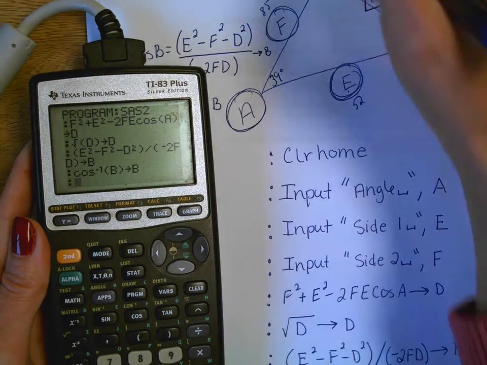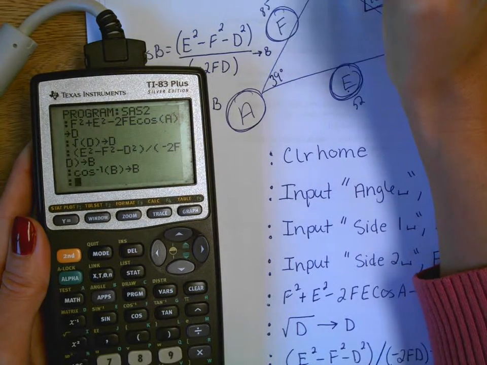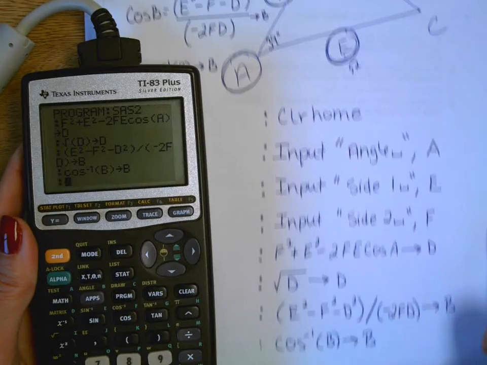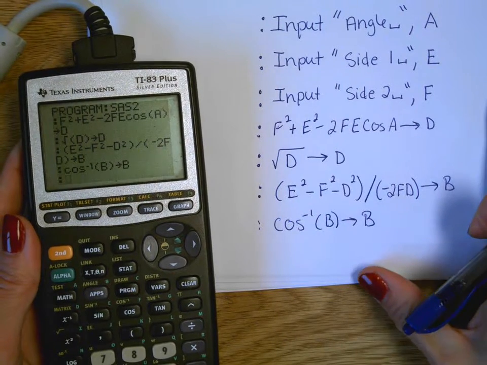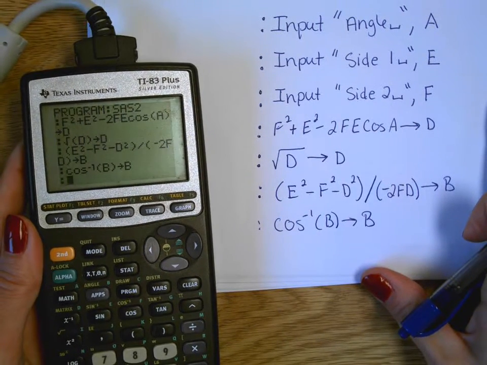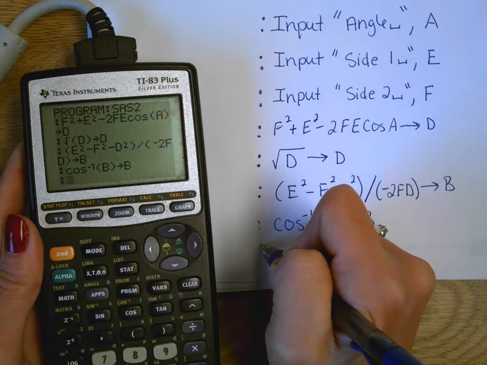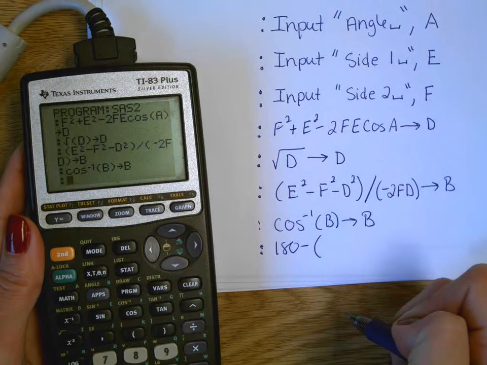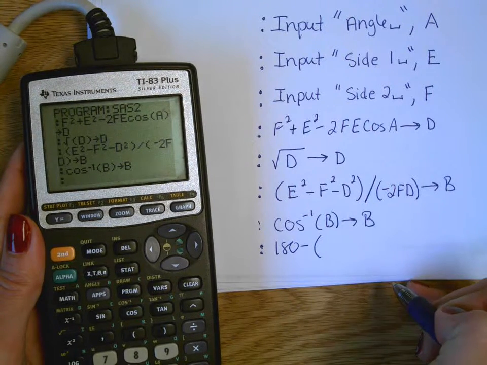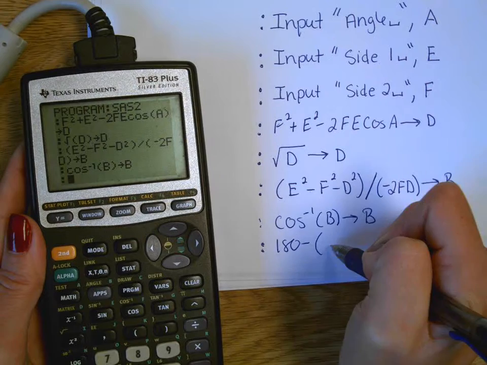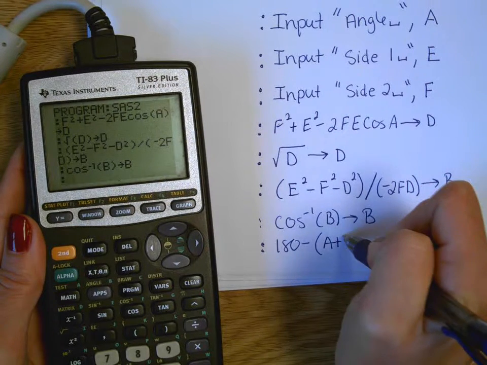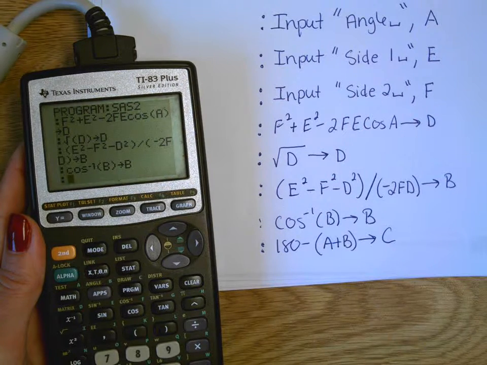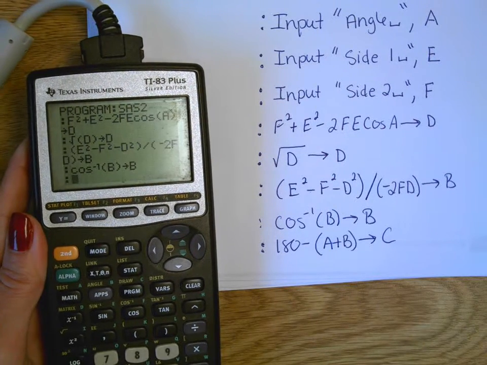So then we just found B. Okay, how do I find the last remaining angle? We can do 180 minus what 2 did we find in my triangle? We found A and B, so A plus B. And where are we going to store it? C. Then we got to display them all.